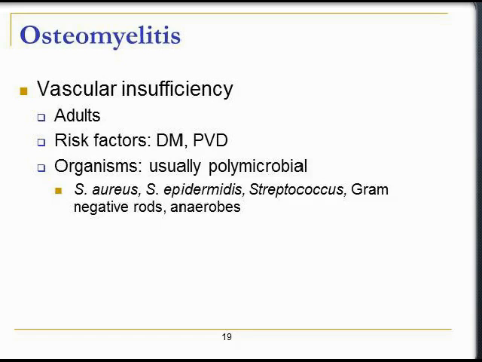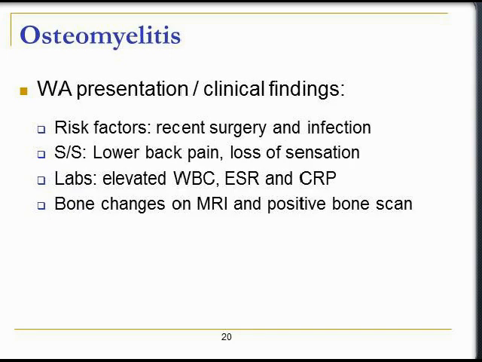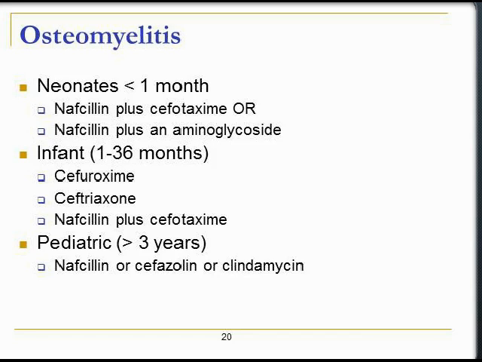And then finally, vascular insufficiency, which is primarily diabetic patients, but also patients with peripheral vascular disease who don't have good blood supply to their lower extremities. So, WA's presentation and clinical findings: he had the risk factors, he has the signs and symptoms, the lower back pain, the loss of sensation, and his labs, elevated white count, ESR and CRP, and then the MRI, which is the gold standard for diagnosing, and then you can do bone scans as well.